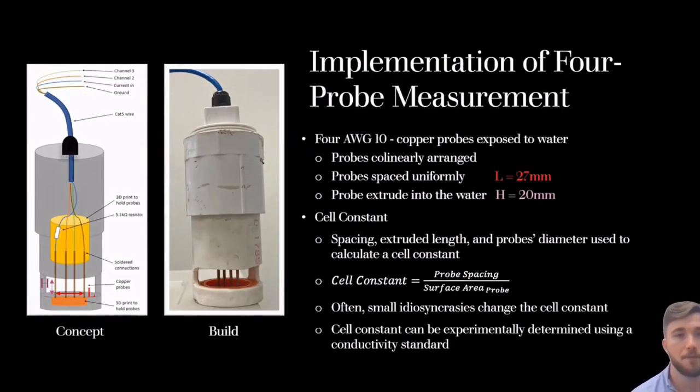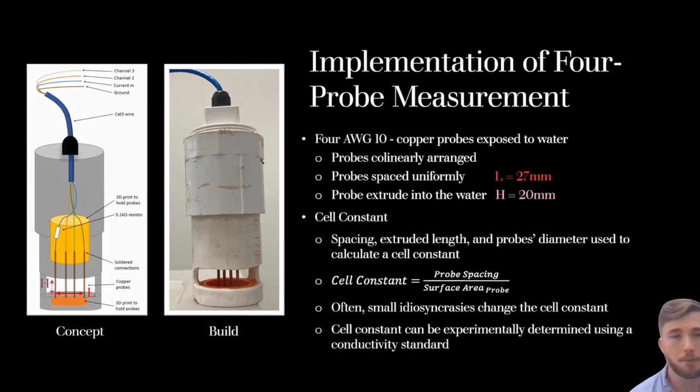Now I want to discuss my implementation of the 4-probe measurements. On the left here is an example diagram of the electrical conductivity sensor that I created. It is of course 4 probes, where the yellow portion is a 3D printed module that holds the 10 gauge copper probes. And the orange piece is also a 3D printed module that holds the bottom of them. It simply sits inside the cavity of the probe, and its purpose is to hold the probes in place.